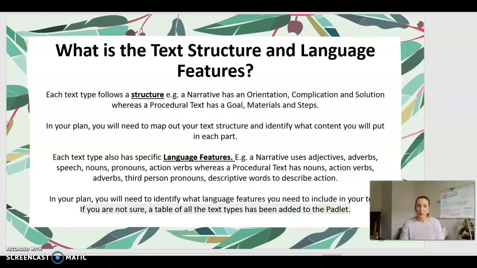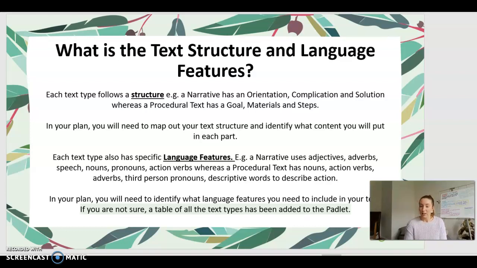The other thing we need to look at is the structure and language features. You think of what we do at writing at school. When we have a new text type, for example, our response text that we've just done, we learn the text structure. So for the response, it had a context, it had a description, and it had a judgment. And we follow that text structure when we write those texts.